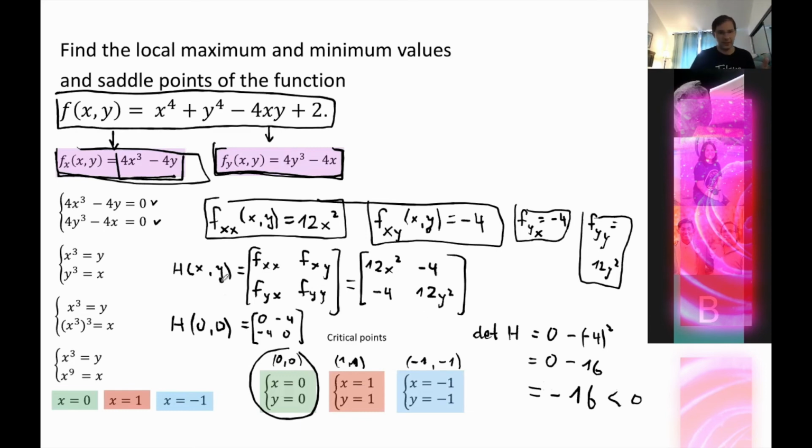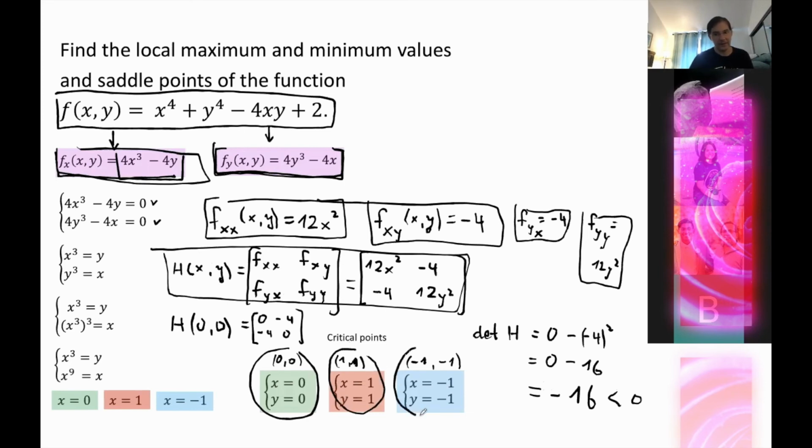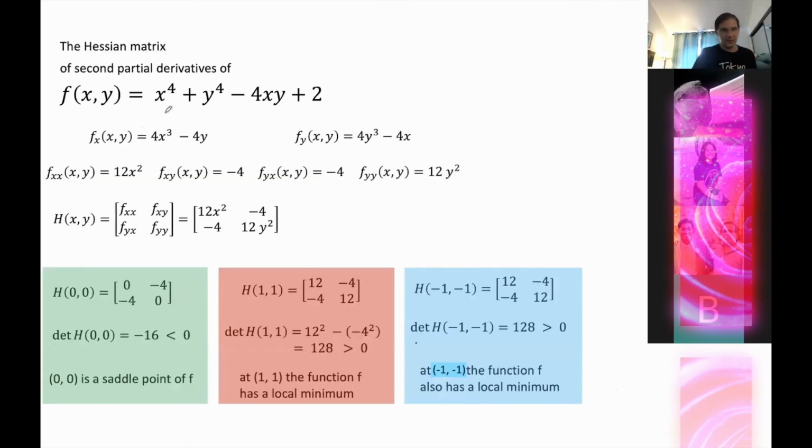And then we have to do the same. We have to take this matrix H of x, y and see what this matrix is equal to at 1, 1. And then see what this matrix is equal to at negative 1, negative 1. So let me do this a little bit better. So we'll speed up a little bit. So again, the function was f of x, y equals, that was the given function. Remember, we have already found the critical points. One was this point 0, 0. Another critical point was 1, 1. And another critical point was negative 1, negative 1.